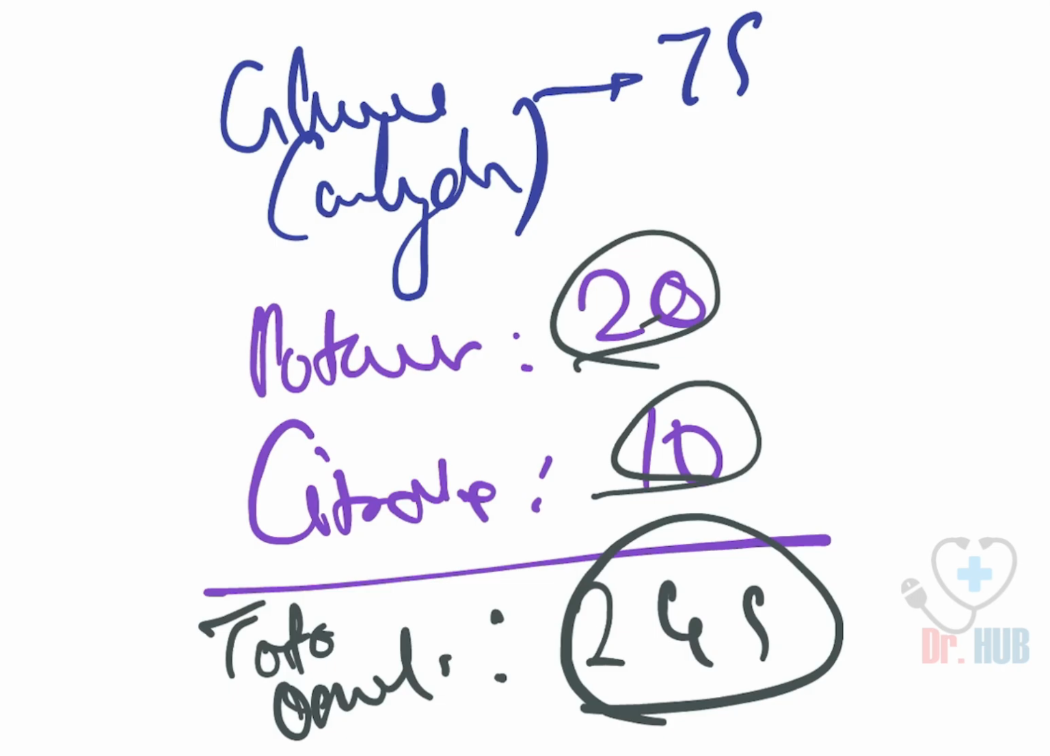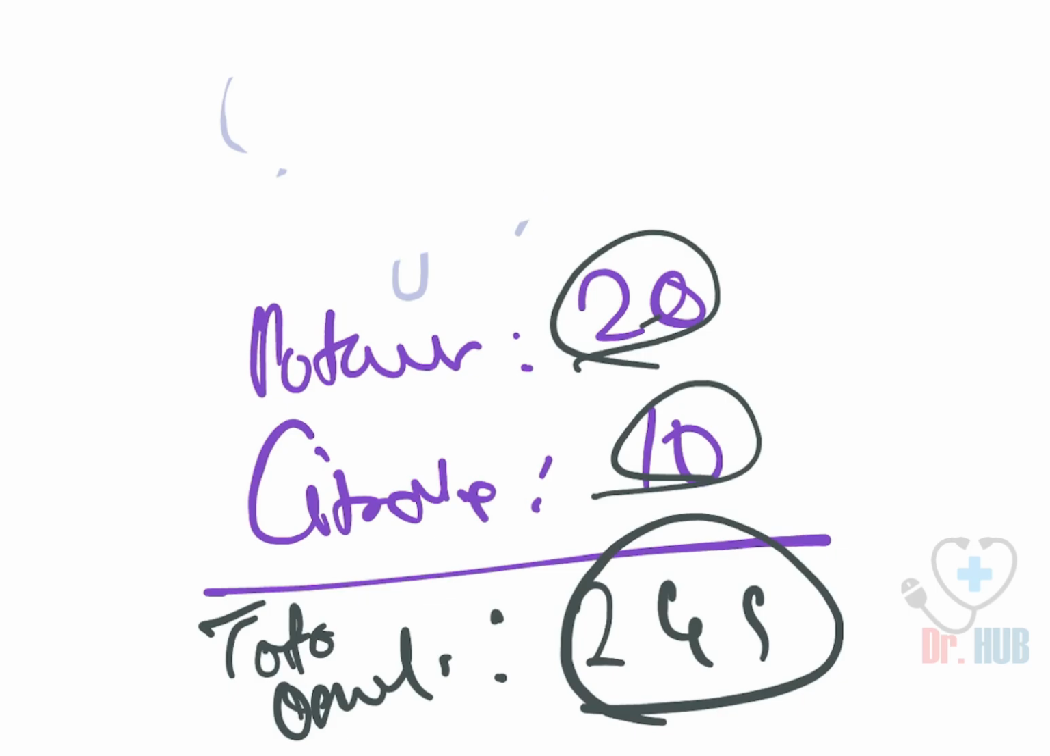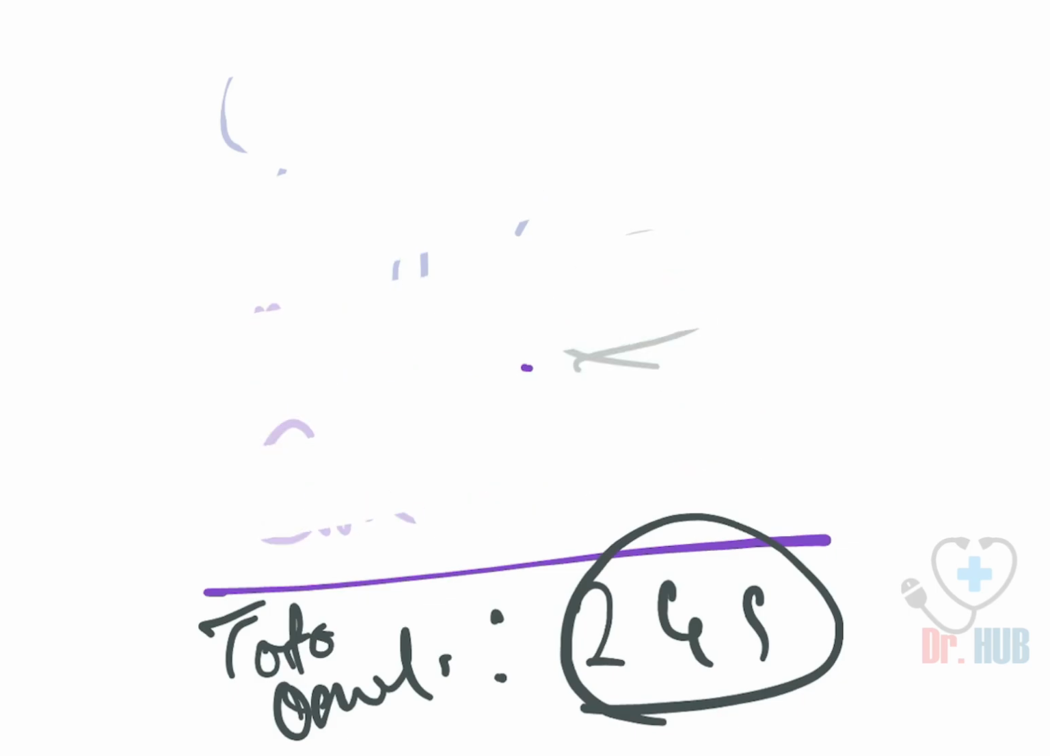Now, answering the questions we discussed. To recap, we have sodium, chloride, glucose, potassium, citrate, and the total osmolarity adds up to 245.